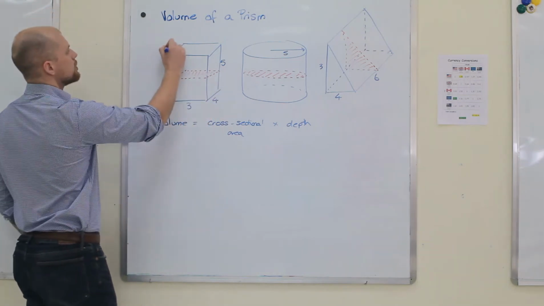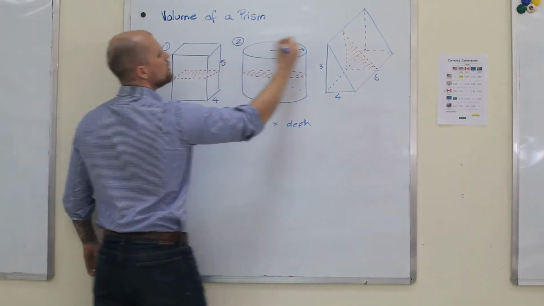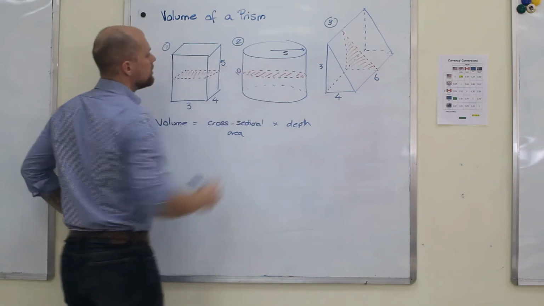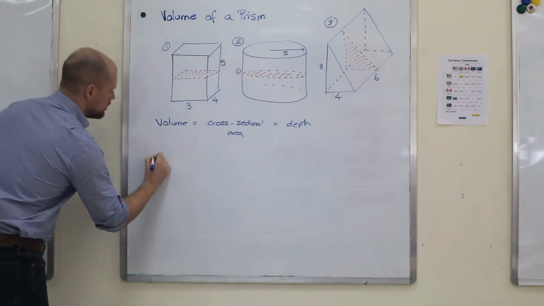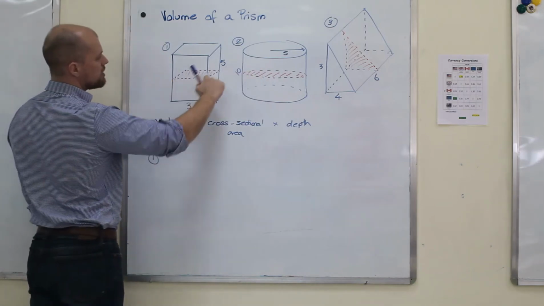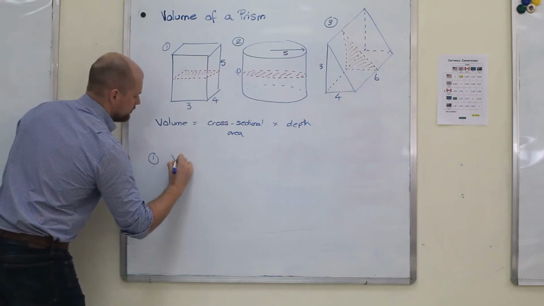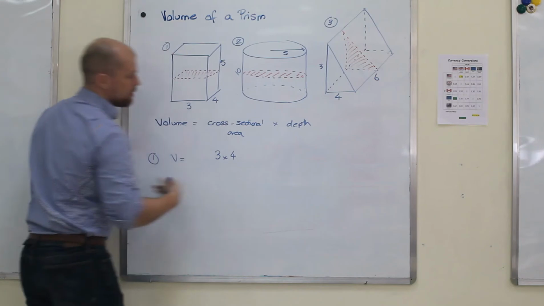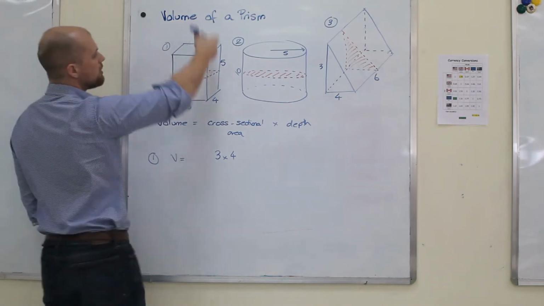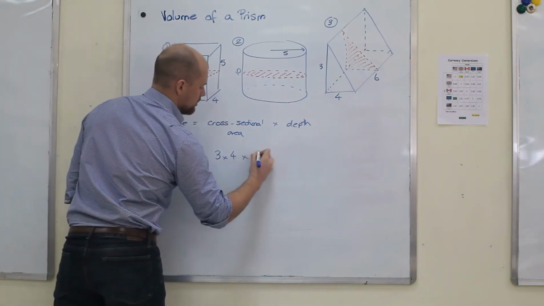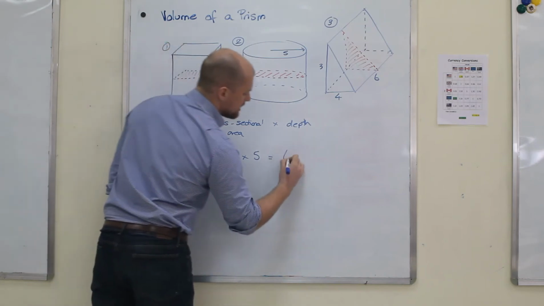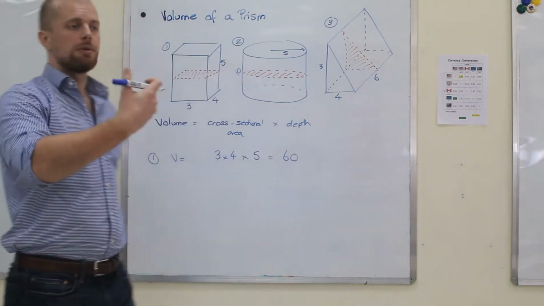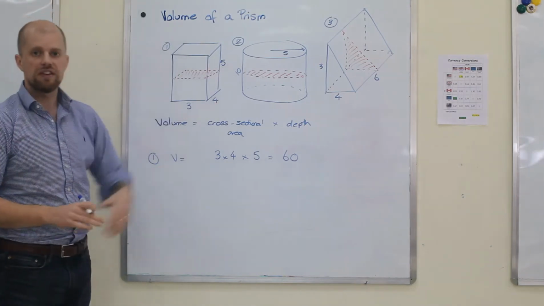So for the rectangle, let's call this one 1, this one 2, this one 3, and actually I've just noticed we should have the height of this cylinder. So for number 1, the cross-sectional area is 3 by 4, that would be 12. And then we multiply it by the height, or the depth. So that would give me 60. Now if my units were centimetres, it'd be centimetres cubed, metres would be metres cubed, feet would be cubic feet, and so on and so forth.